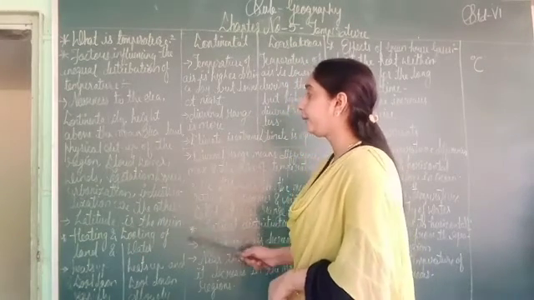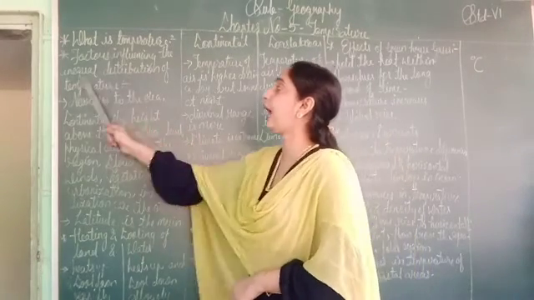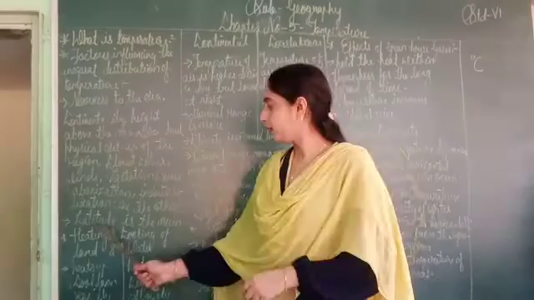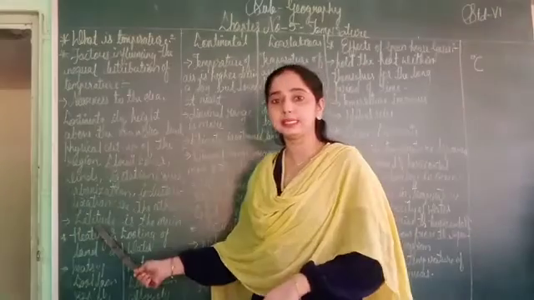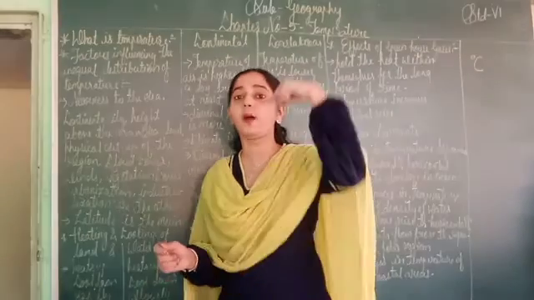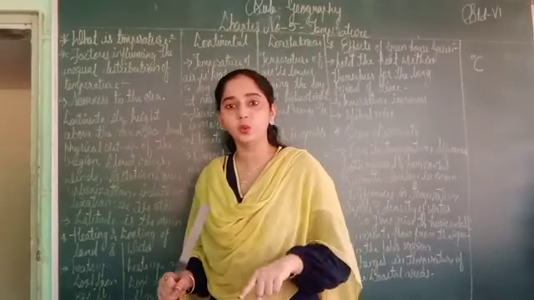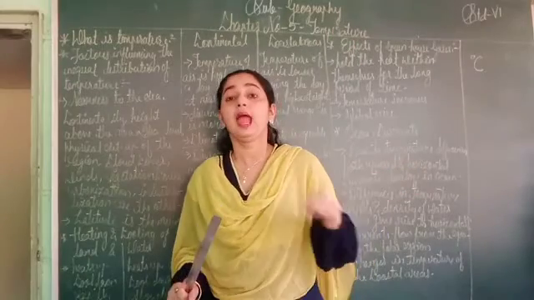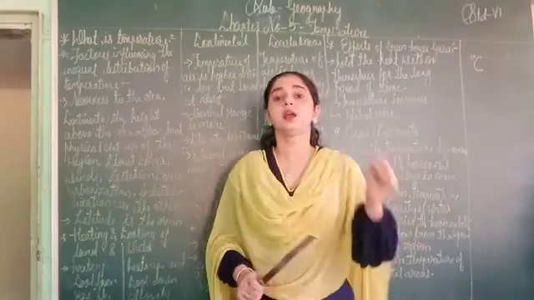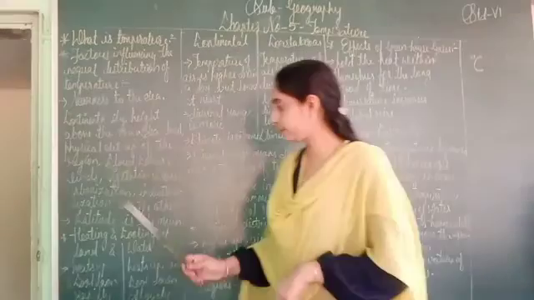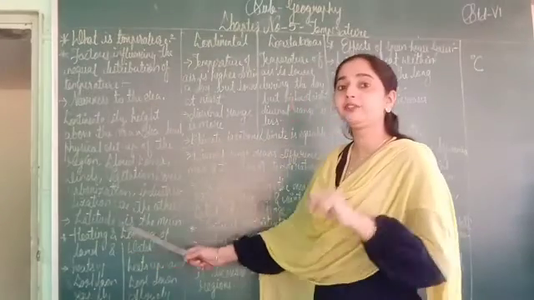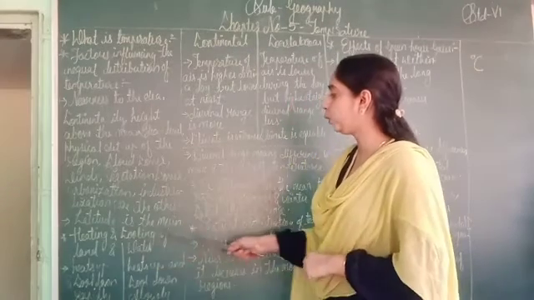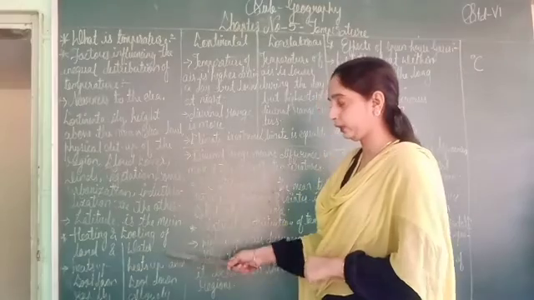Latitude is the main factor influencing the unequal distribution of temperature. Latitude means the angular distance from the equator to the north or south, and it is expressed in degrees and minutes. Now let us see the difference between heating and cooling of land and water.